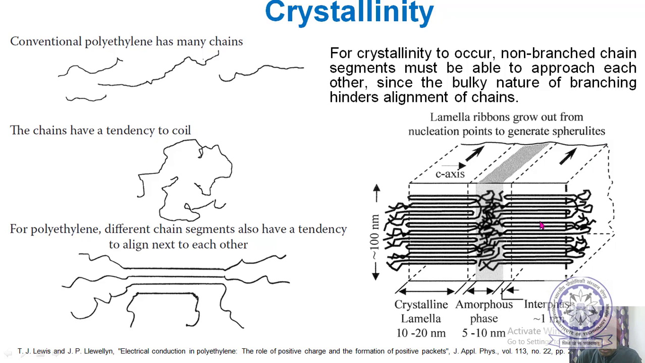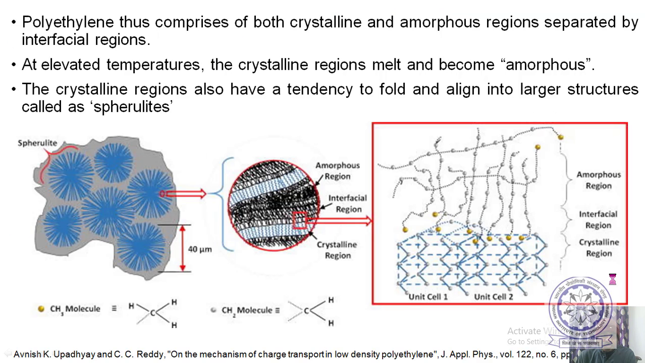So this is how the internal structure will look like. There is an interface, there is an amorphous region. There is an interface actually between amorphous and crystalline region. This is how crystalline, amorphous, this is how it will be. So in fact, the clear structure is shown. It is even published in one of the papers of my student Avnish Upadhyay. He has just completed his PhD recently. You can see the structure here. So the polyethylene thus comprises of both crystalline and amorphous regions separated by interfacial regions.